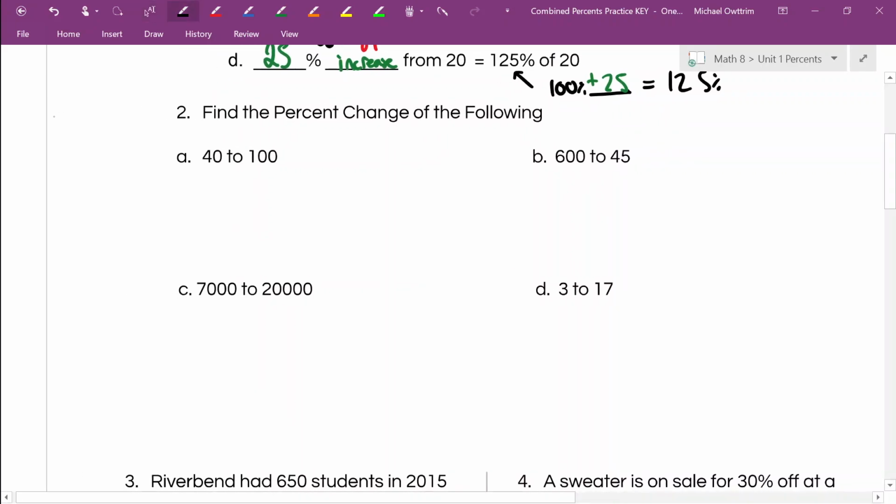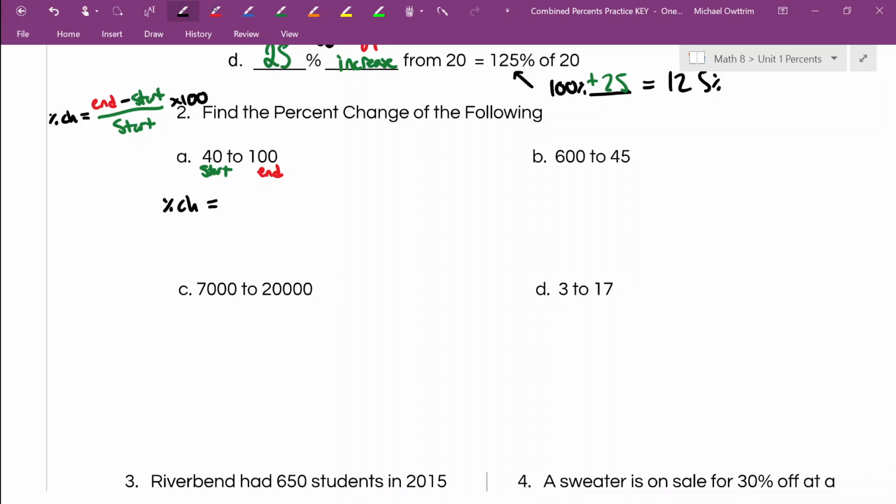Next thing we can do is find the percent change. There is a memorized formula for percent change, which is that we're going to take our end number, subtract our start number, divide by the start number, and then times by 100 to convert to percent. So in the case of 40 to 100, our start is 40, our end number is 100, and we'll substitute these into that formula for percent change.